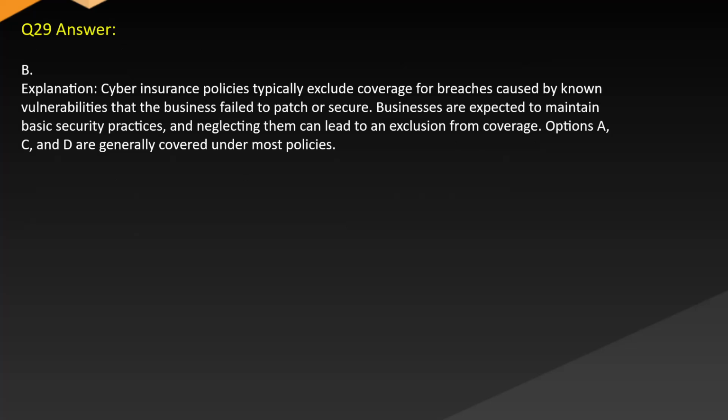Answer B. Explanation. Cyber insurance policies typically exclude coverage for breaches caused by known vulnerabilities that the business failed to patch or secure. Businesses are expected to maintain basic security practices, and neglecting them can lead to an exclusion from coverage. Options A, C, and D are generally covered under most policies.